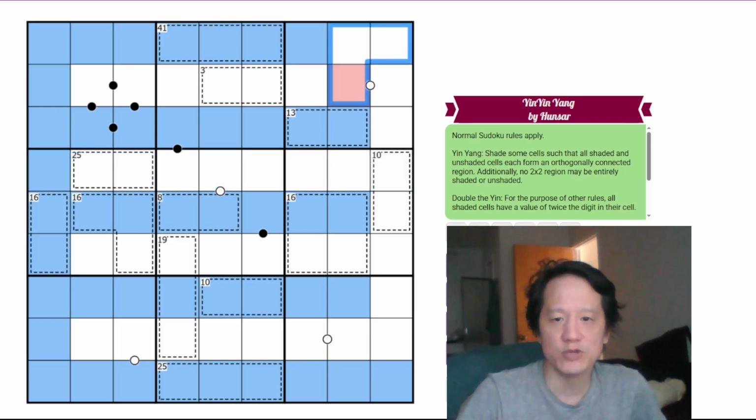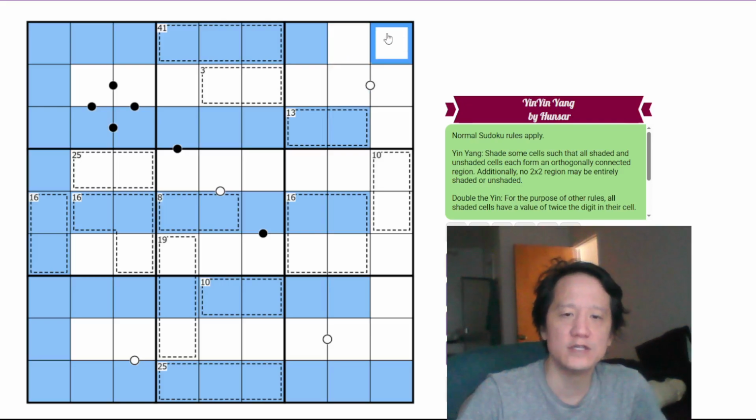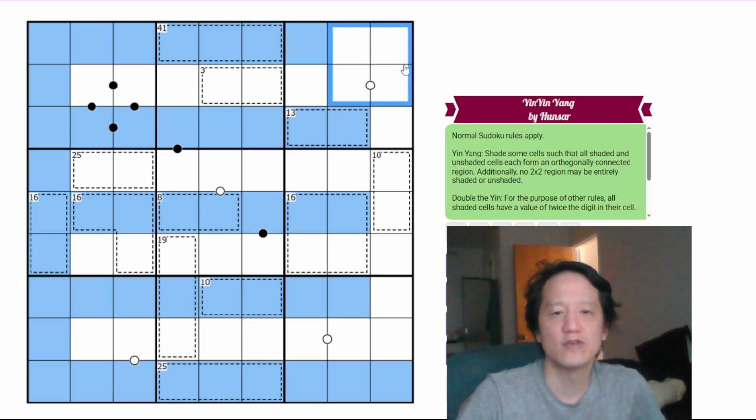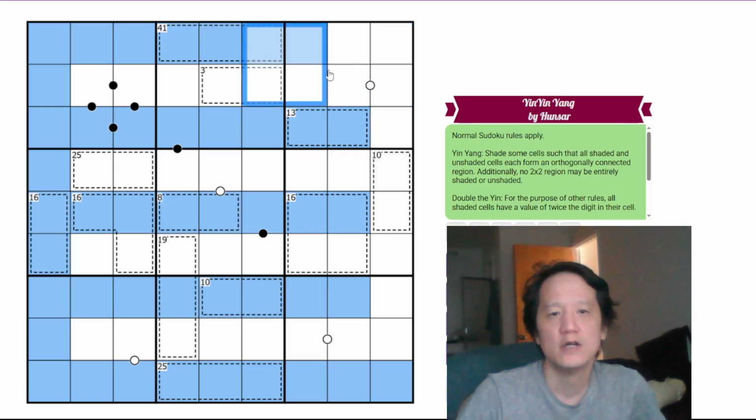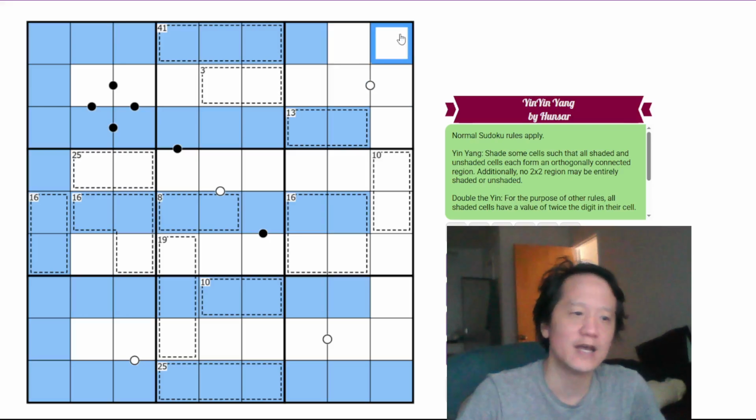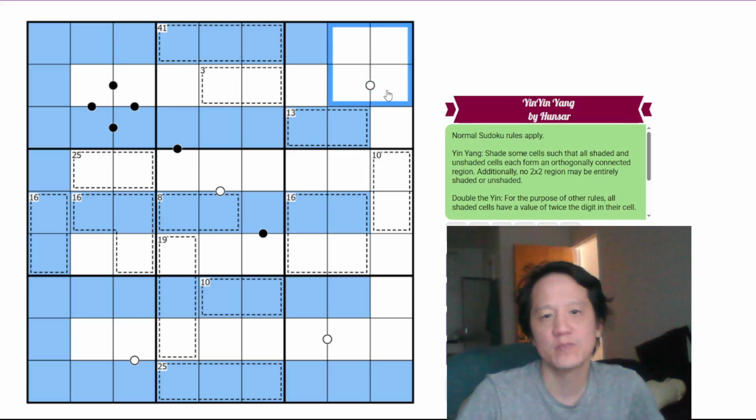Additionally, this would not work because this 2x2 area would be entirely unshaded, which is not allowed. In every 2x2 square on the grid, you have to have at least one unshaded cell and at least one shaded cell. So this is not allowed here.